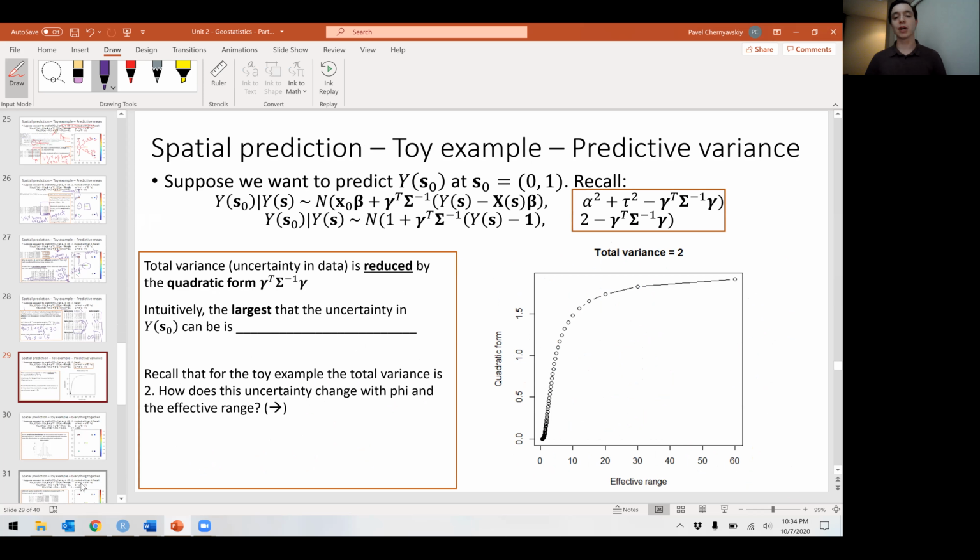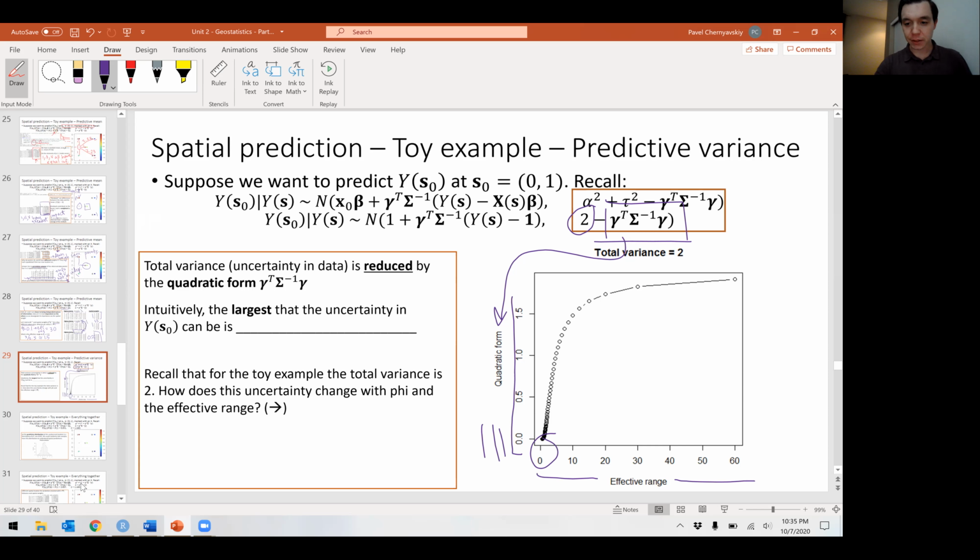Moving on to our uncertainty. We take the total variance, we reduce it by this quadratic form. So what I did was I plotted the value of that quadratic form, so just the gamma prime sigma inverse gamma, as a function of the effective range. So this is by how much we reduce our uncertainty. When the effective range is near 0, data are almost independent, so our best guess is uninfluenced by other observations, so our uncertainty is reduced by near 0.